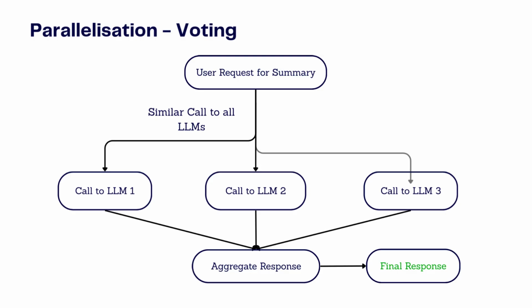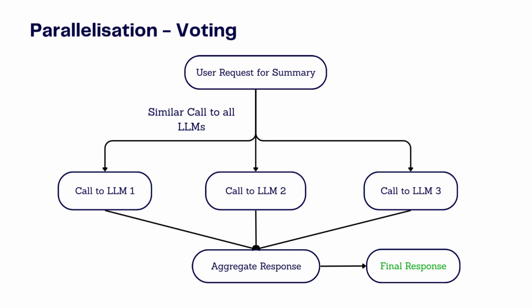Another powerful parallelization technique is voting. Voting works by running the same task multiple times across different LLM calls to get diverse outputs, and then combining these outputs in a structured way to make a final decision. This is especially useful when you want more reliable results or when a single LLM call might be uncertain.